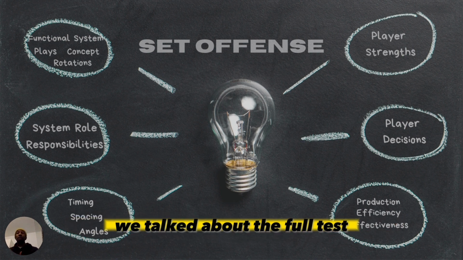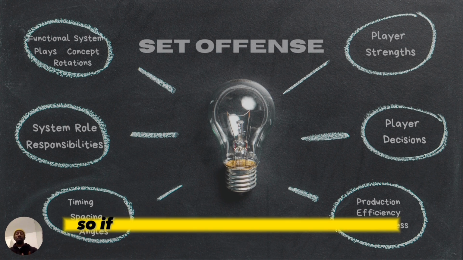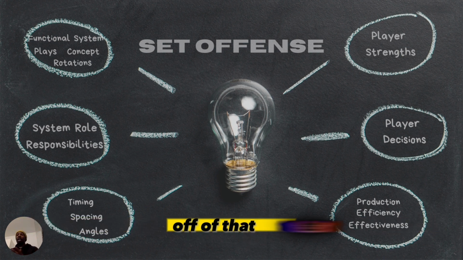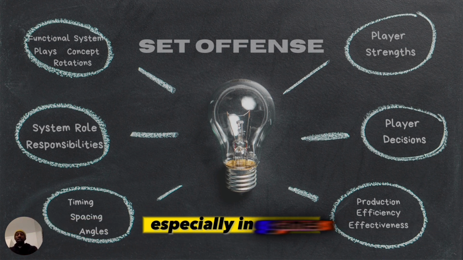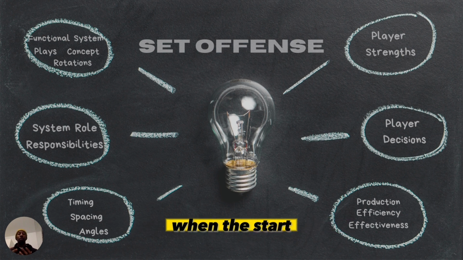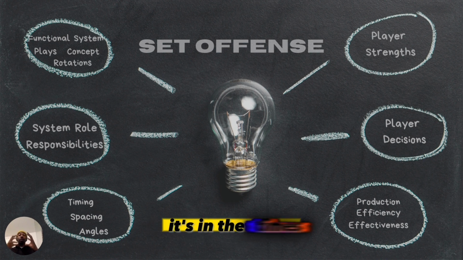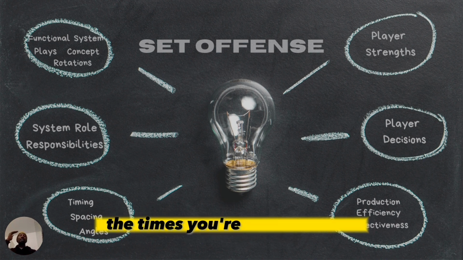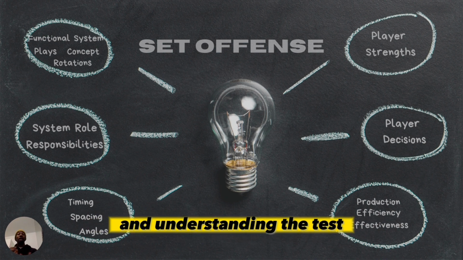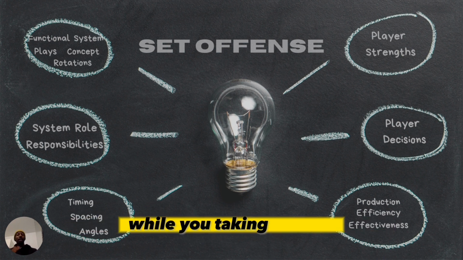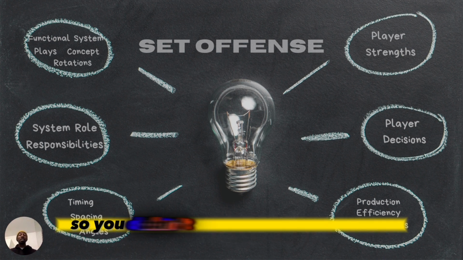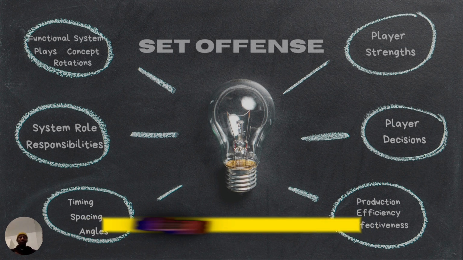We talked about the full test and how cumulative it is. So if you're not versed in all the areas, your opponent is looking to take your strengths off of that test and leave you with the rest, especially in game time, in competition time when it matters, when the starting position matters, when your scholarship matters, at the championship game when that matters. It's the times when it matters that you are preparing for. And these are unknown times. The more versed you are in understanding the test, the more control you're gonna have while you're taking the test. So it's a timed test at that. You don't have all day to take the test. You've got to make these decisions one after the next, and it's a million questions.